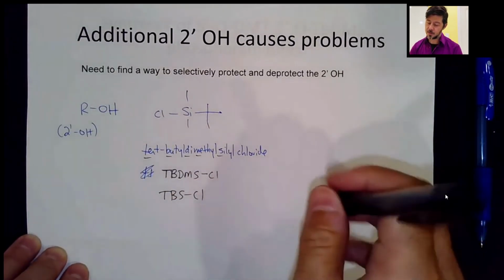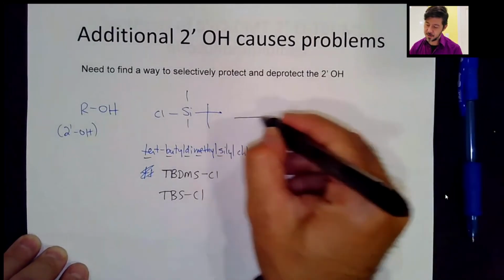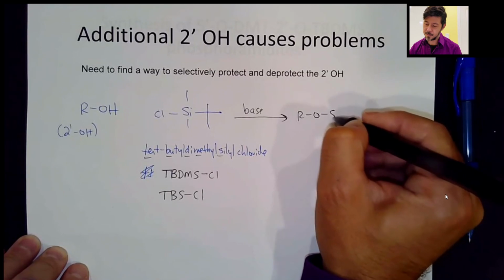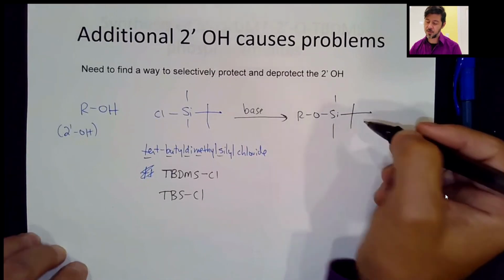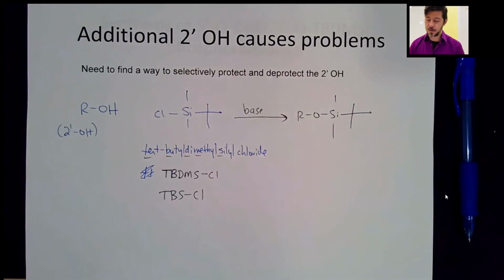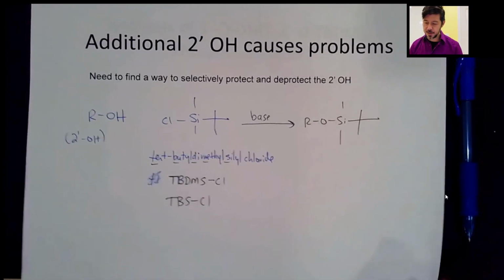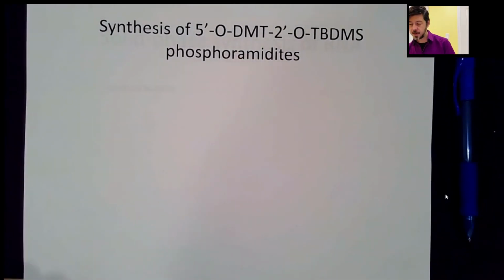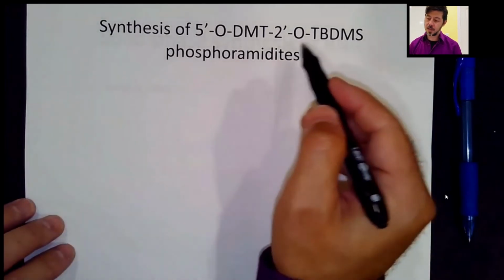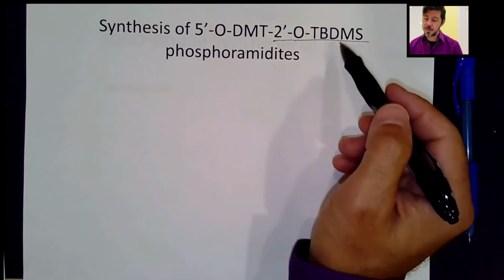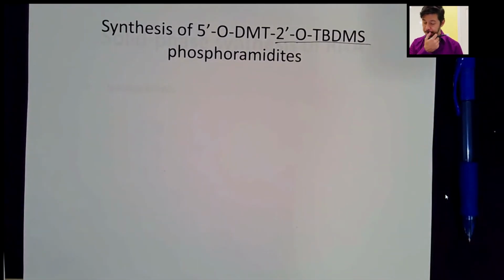Okay, so if you take this compound in the presence of a base, you can very easily protect that 2' hydroxyl group with a silicon protecting group. Silicon is very oxophilic. It really likes oxygen very much. So if we're going to design phosphoramidites, we need to realize that we have to incorporate some type of 2' TBDMS group at that position.